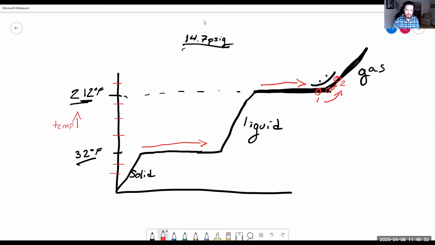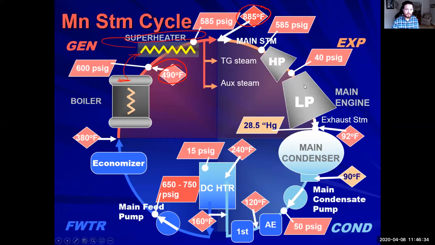All right, so when we go from 490 degrees Fahrenheit to 885 degrees Fahrenheit through our superheater, and we are calling it a superheater because, one, there is no liquid present. So we are increasing temperature. But why? Why would we increase temperature? What is it going into next?